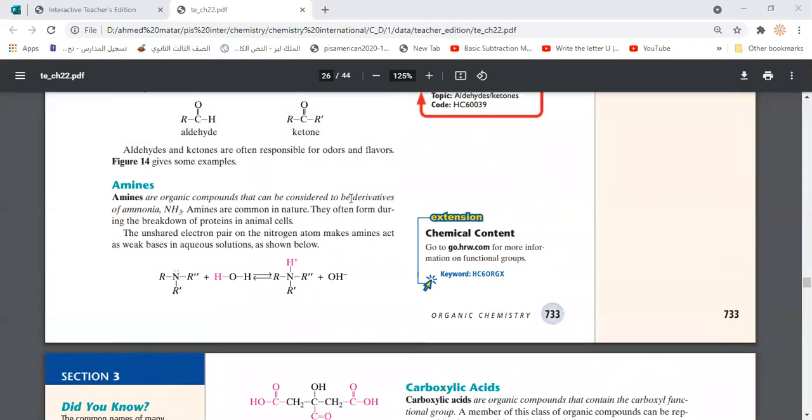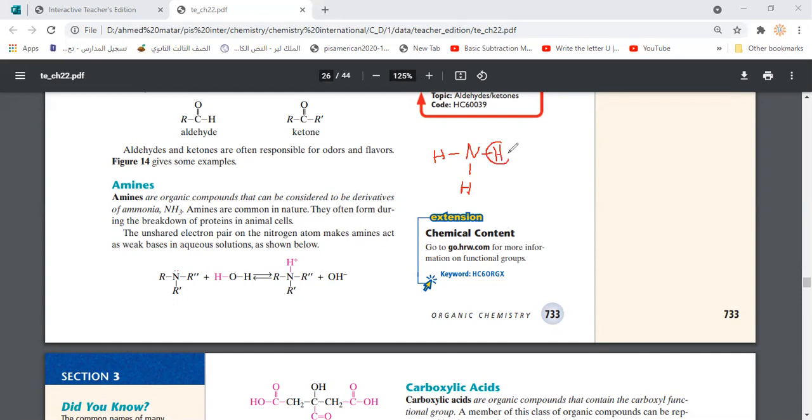So what are amines? Amines are a category of organic compounds which are considered to be derivatives of ammonia. So what is ammonia? Ammonia is a gas that is made up of NH3. That means the ammonia gas is NH3 like this. So we consider the amines as derivatives of ammonia.